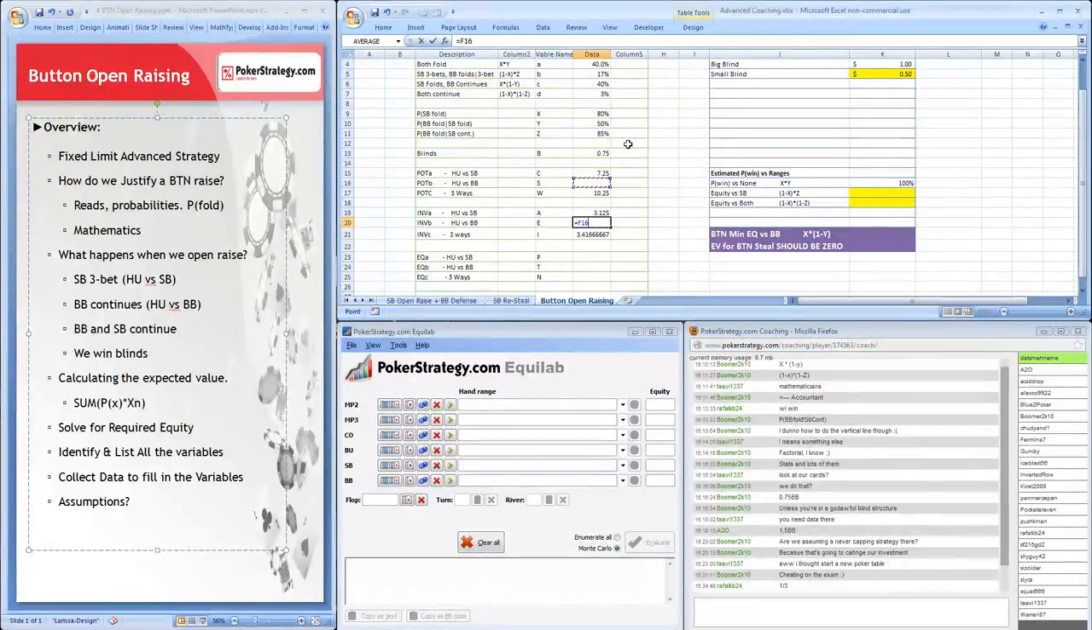But we also know that there's going to be a bit of dead money, because the small blind folded. So we want to take that out of the average pot. We've got our small blind over here. We're going to subtract that from whatever we work out to be the average pot size. And then, like before, we're going to divide by the number of players involved in the hand. Because it's heads up, this time it's 2.